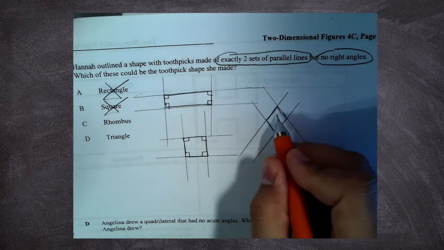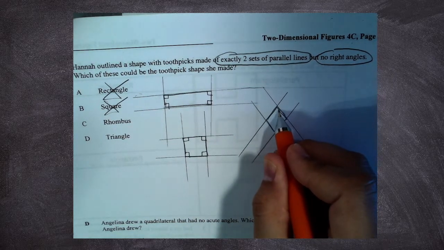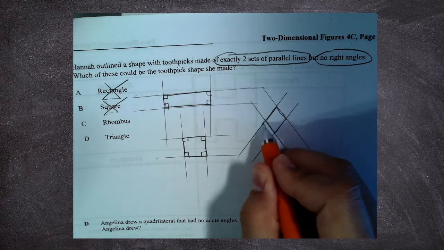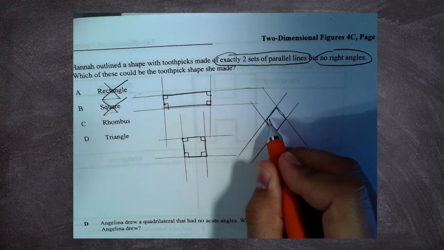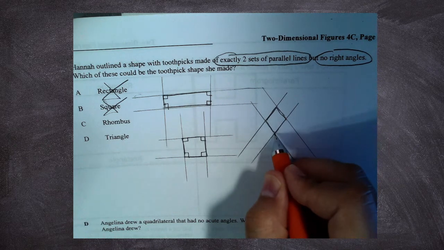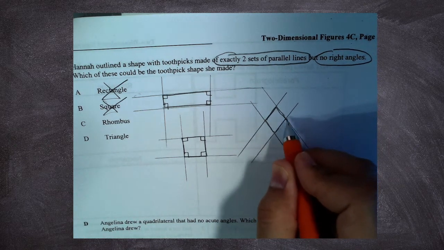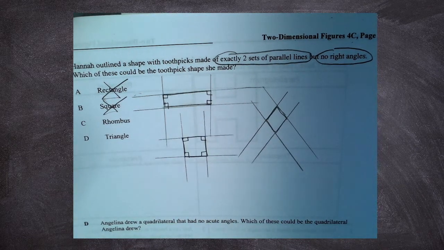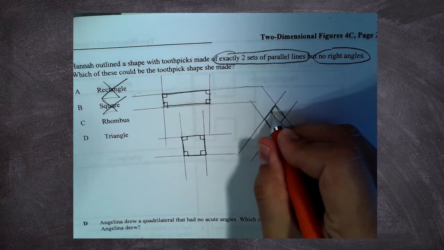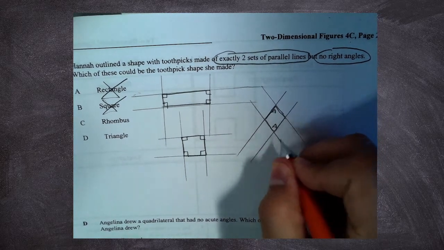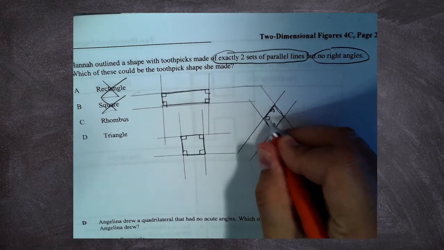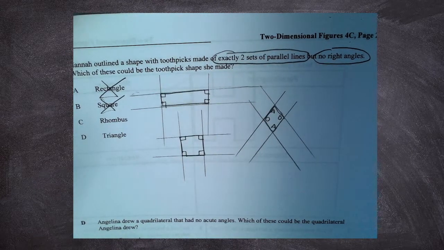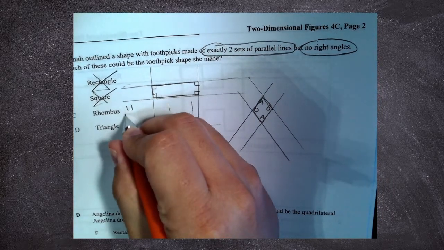That's not a right angle. That isn't a right angle either. Neither is that one. Neither is that one. No right angles. Got acute angles. Got obtuse angles. But there's no right angles. So a rhombus looks pretty good to me.